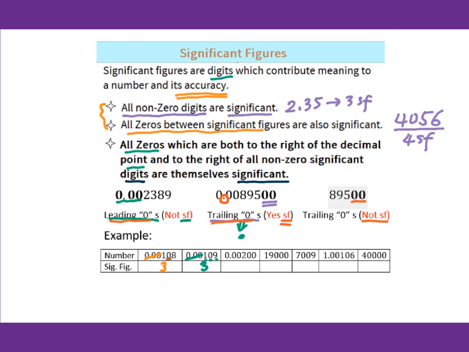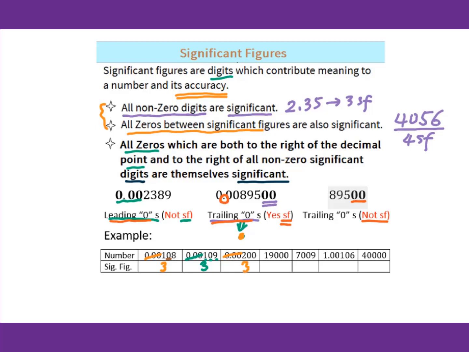For 0.00200, we have leading zeros, and also we have trailing zeros. Whether trailing zeros count depends on the decimal point. We do have a decimal point here. So these 2 zeros will be counted as significant figures. So we have 3.